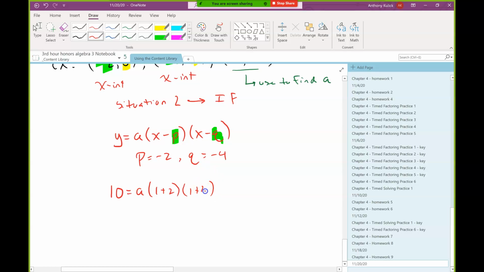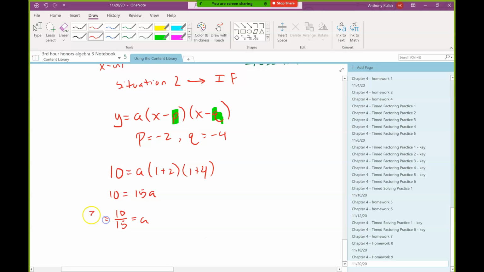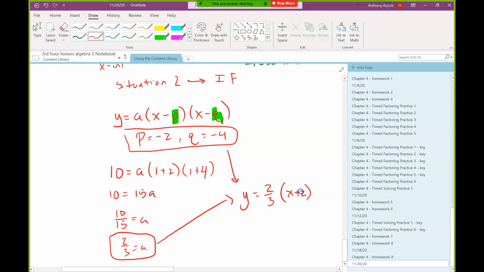So 1 plus 2 is 3, 1 plus 4 is 5, 3 times 5 is 15. So I have 10 is equal to 15a. If I divide both sides by 15, I get that a is equal to 10/15, which reduces down to really 2/3. So if I take a, I can plug those in to get my answer.